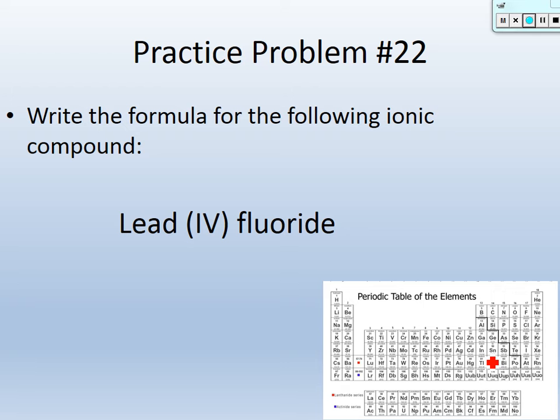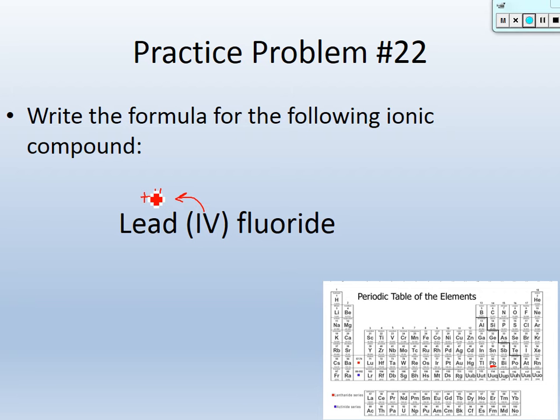Okay, it says write the formula for the following ionic compound. It says lead, IV, fluoride. Well, if you look at where lead is right here, it's Pb. We don't know its charge for sure, but actually we do because it told us right here, right? What does the Roman numeral tell us? It tells us its charge is what? What's IV? 4. So its charge is +4.